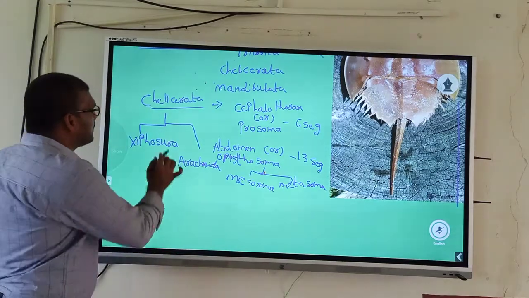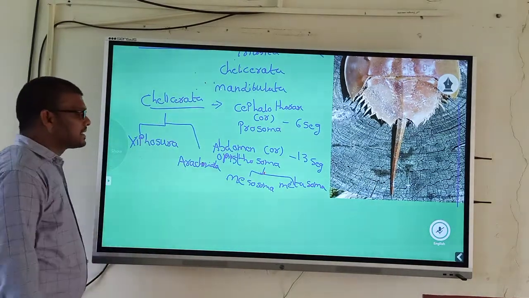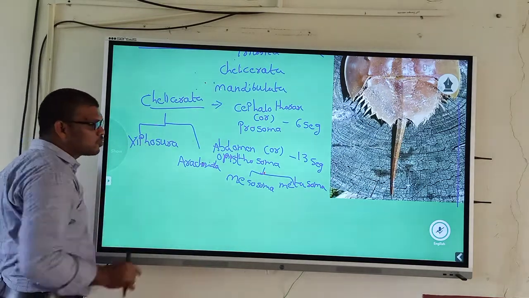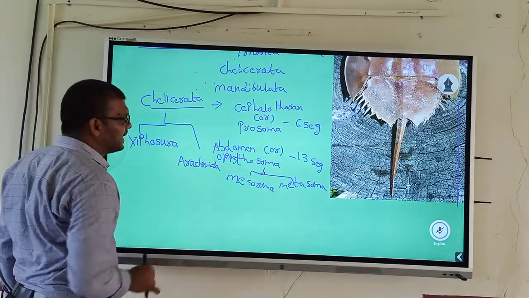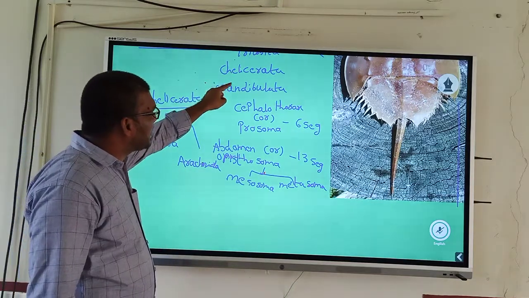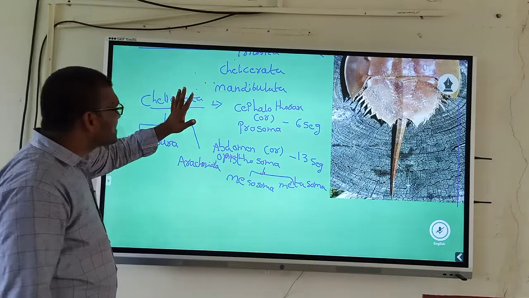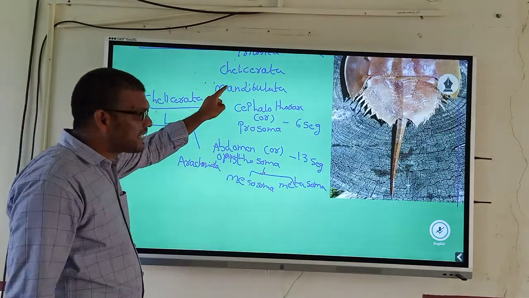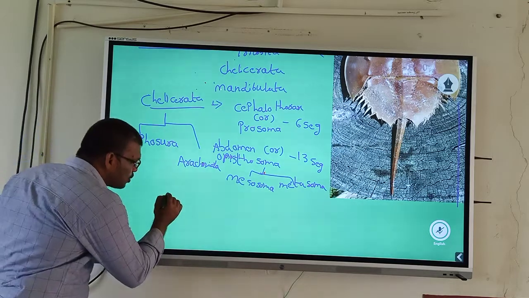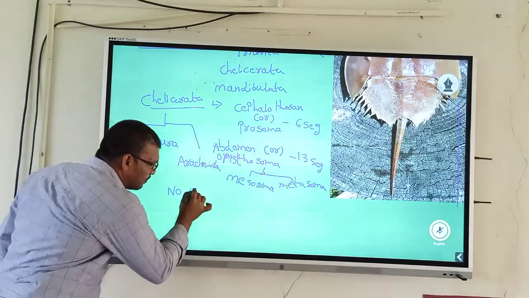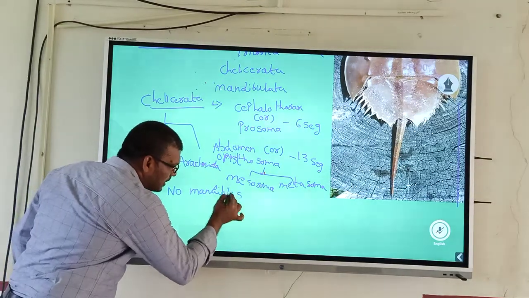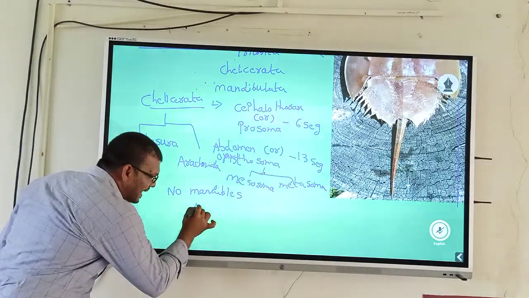The subphylum Helicerata has two classes. One is Xiphozoura and the other is the Arachnida. There is a differentiation between the Helicerata and the Mandibulata. What is the differentiation? In Helicerata, there are no mandibles, and there is no antenna.